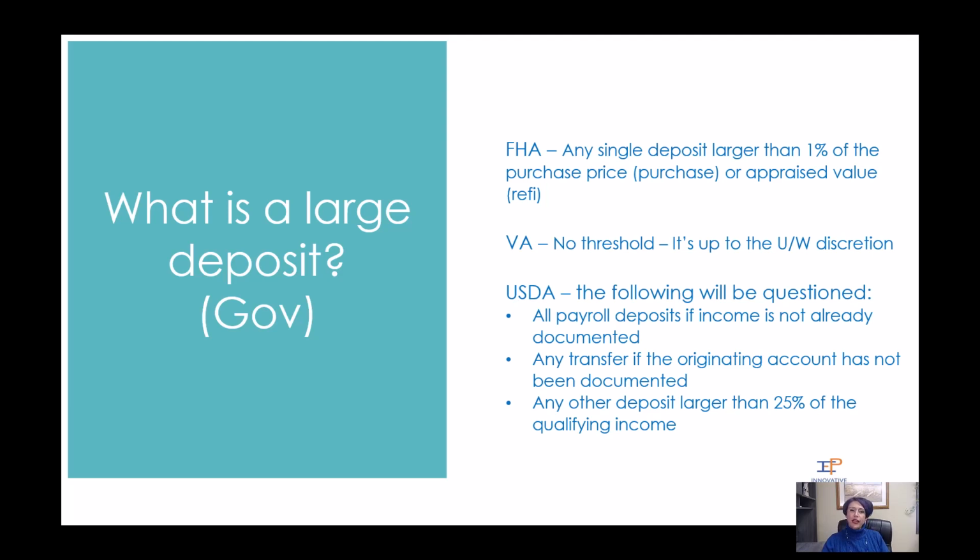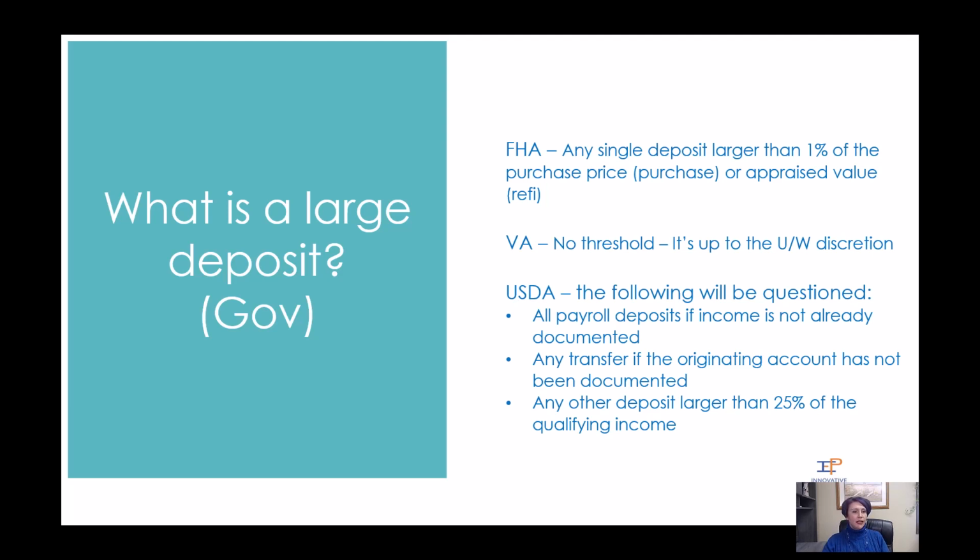So for FHA, what that means is if the loan amount is over $200,000, any large deposit over $2,000 will need to be documented. For VA loans, there is no number. It is totally up to the underwriter's discretion.